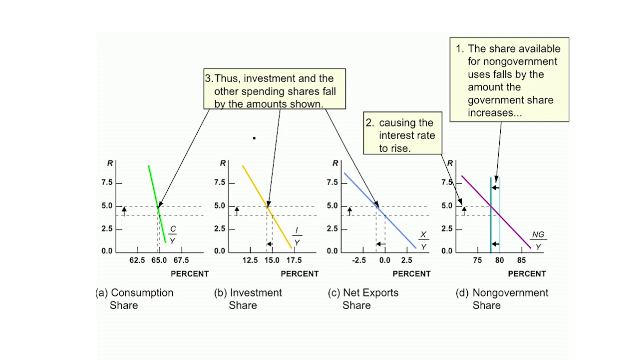And as a result, you'll see that the quantities, the shares of consumption, investment, and net exports all decline because of the interest rate. Sometimes that's called crowding out. The larger government share means there's got to be less as a share of the others by definition, and that's the crowding out. So that's how it works.